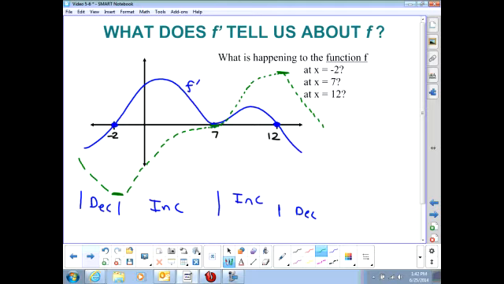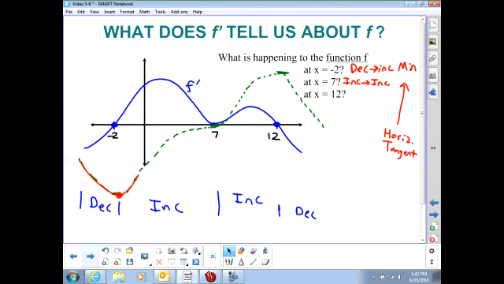Now, at negative 2, we went from decreasing to then increasing. Well, if you switch from decreasing to increasing, that causes a minimum to occur. So at negative 2, we went decrease to increase, so we had a minimum. At x equals 7, we went from increase to increase. So all that tells us is we have a horizontal tangent. Because it did not switch from increase to decrease or decrease to increase, it doesn't give us a minimum or maximum.